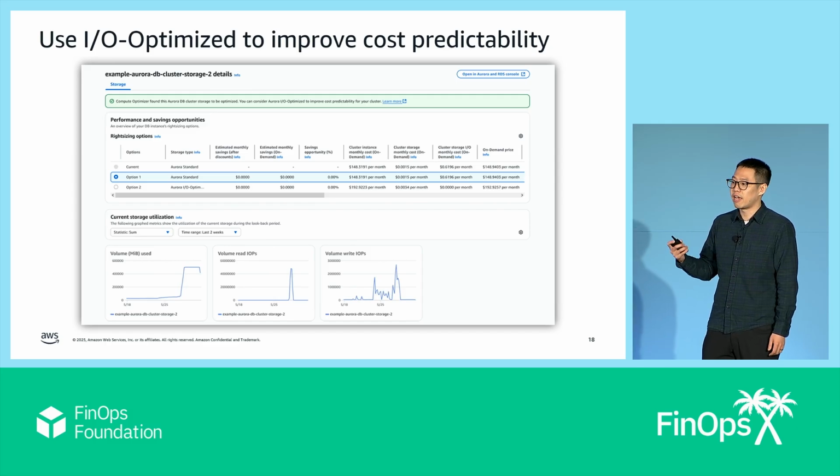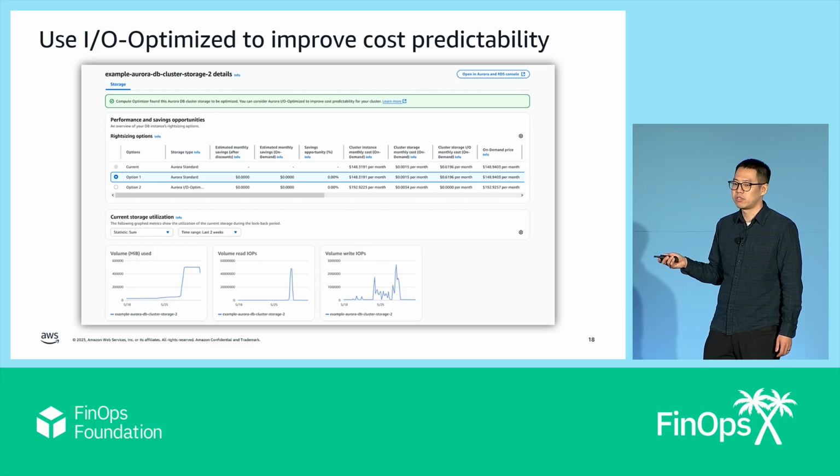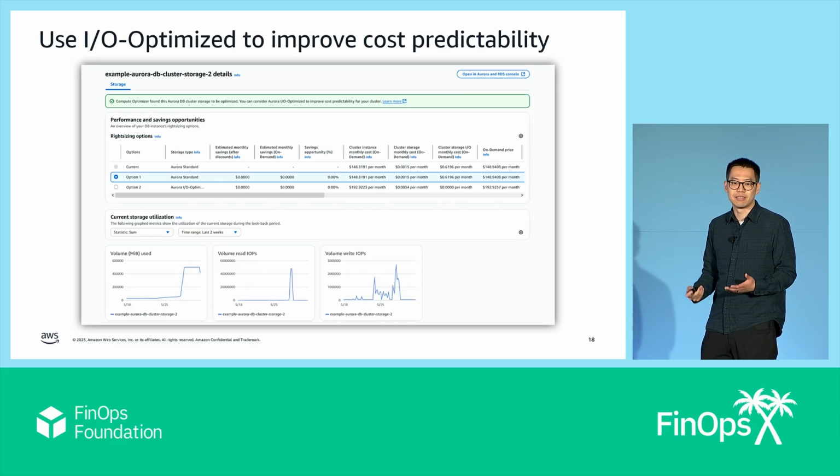So you can understand what that cost would look like, even if your current cluster is optimized from a cost perspective. You get the same breakdown of your cluster instance costs, your storage costs, as well as your IO costs, and you get graphs of your IO usage over the look-back period, so you understand what that pattern looks like. So you can go to your developers and make a decision on whether IO optimized is the right option for that cluster.